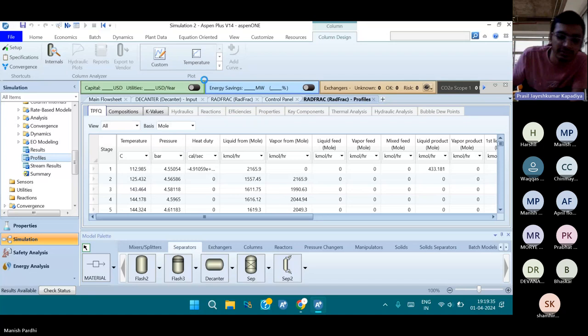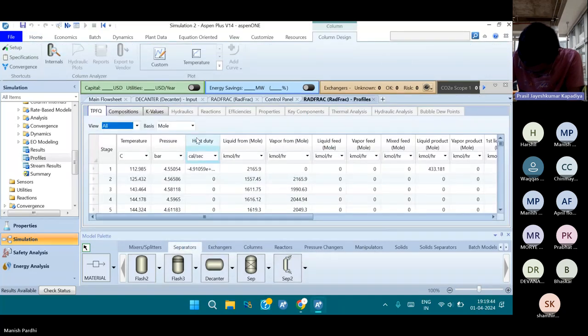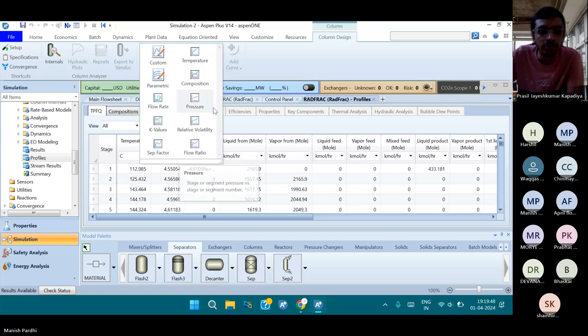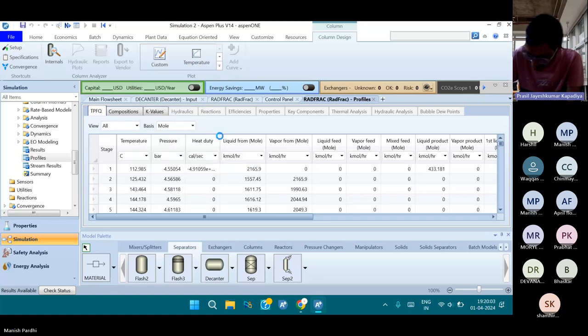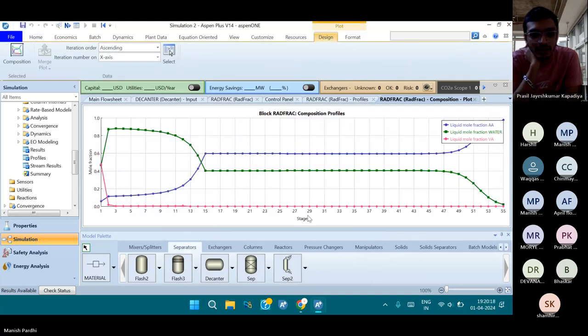Composition of acetic acid? Not pressure, it won't work. Okay, let's go with composition. I just want to see how it's varying. Is it remaining constant in some part? Composition of acetic acid, or all three. Select all and press OK. Don't change anything, just press OK.